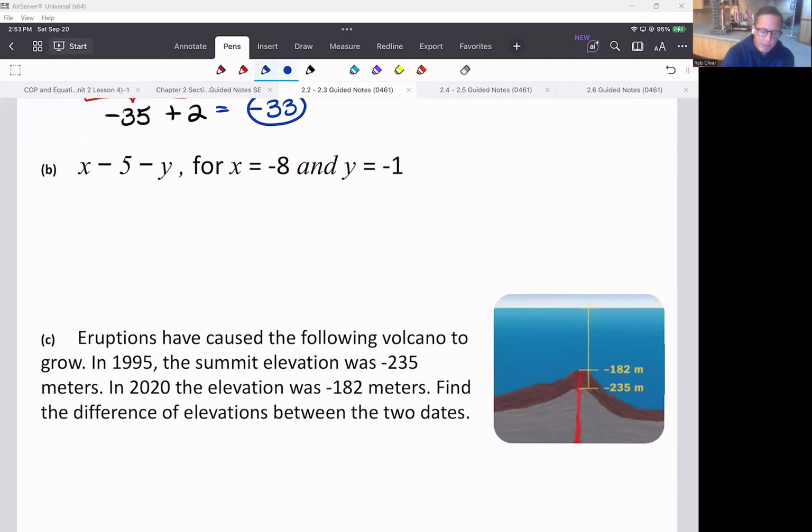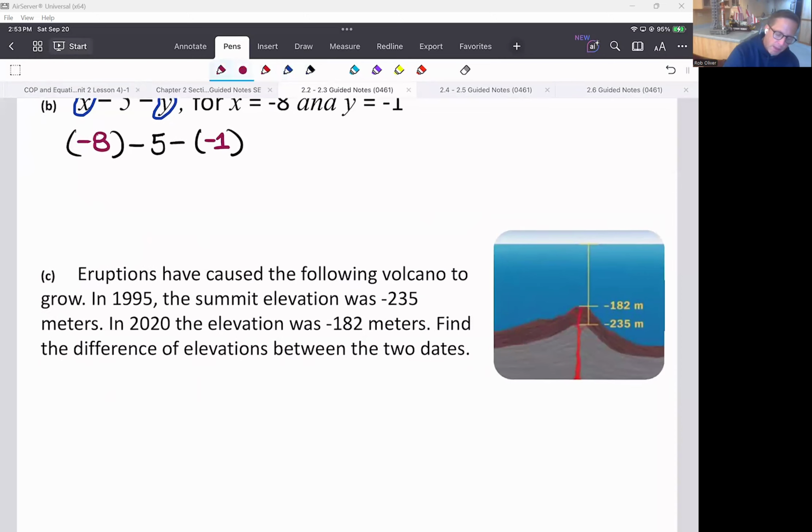All right, do the same thing here. I'm going to put -8 in place of the x. Remember, all I'm going to do is replace the x and replace the y, not the sign, especially right here. I'm not going to replace that sign that's in front of that y. I'm only replacing the y. Okay, so I'm going to put parentheses minus 5 minus whatever y is. And then we're going to put those values in there. So x this time is -8 and y is -1.